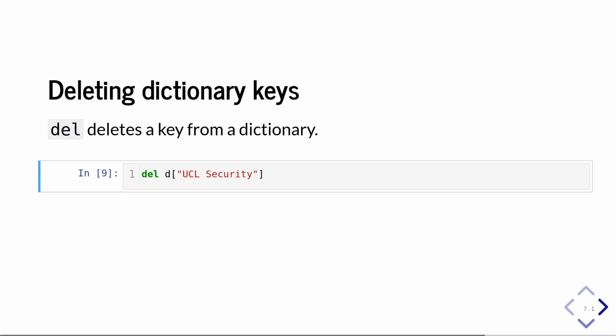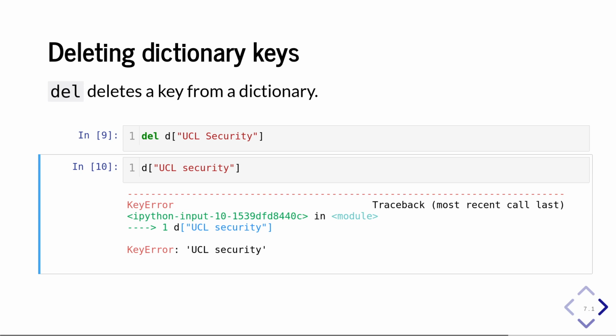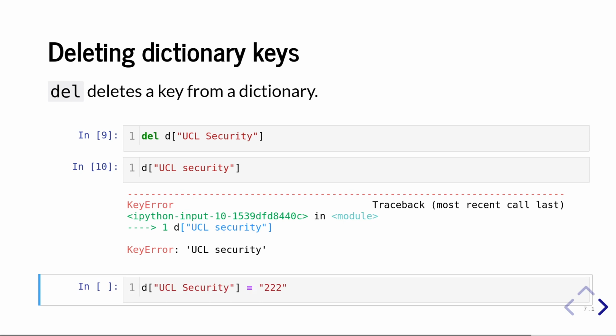When I run this, that key no longer exists in our dictionary. So if I try to get it, I'll get an error because the key UCL security no longer exists. We deleted it in the previous code cell. So del is what you need to use if you want to get rid of something from your dictionary. Okay, let's put it back in. So if I do this, now I've put this key value pair back into my dictionary.